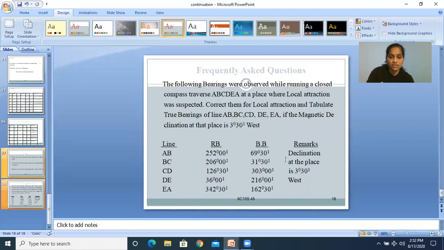So these are the frequently asked questions. You can see, friends, today we saw the correction of local attraction by the direct method. That is, directly how we can correct the bearings of each and every station. Those problems we have seen. Hope you all understood. If you have any doubts, you can ask me.